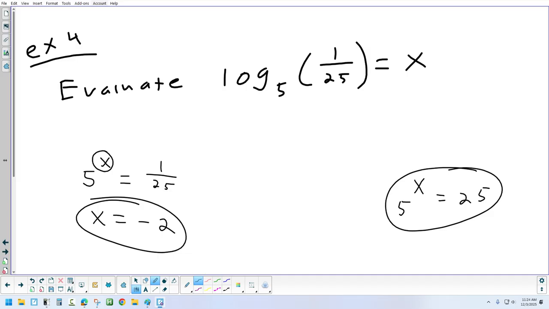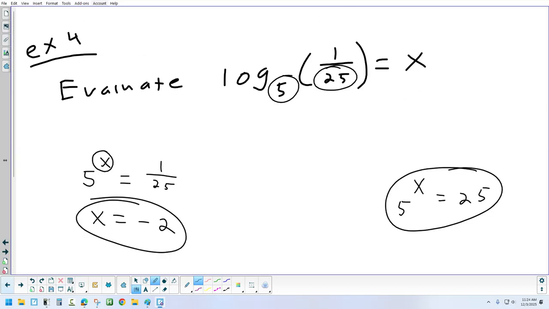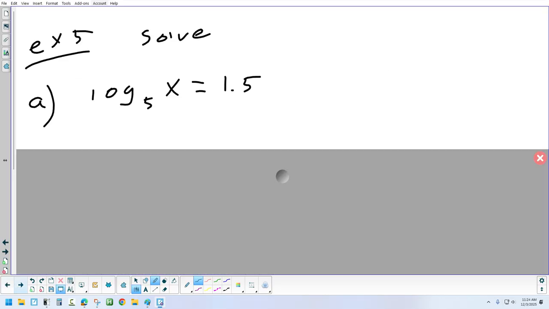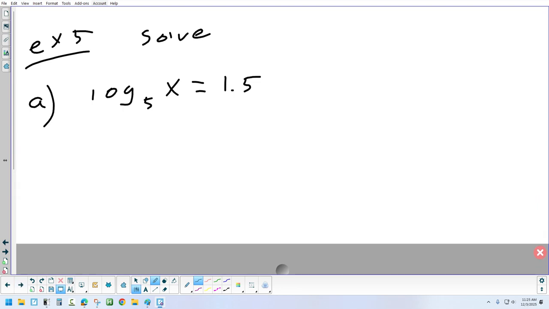Okay, any question on that? Now, if this number was not a power of that number, then we would have had a little bit of an issue. But for now, it will be. So we just solved for a problem where the variable was on the right. Now let's solve where the variable is the argument on the left. So the variable's in a different spot.